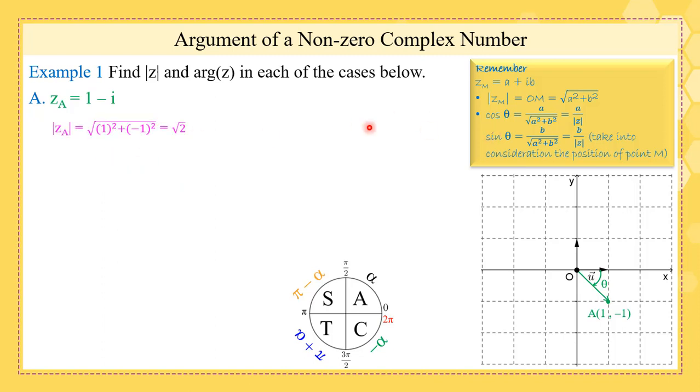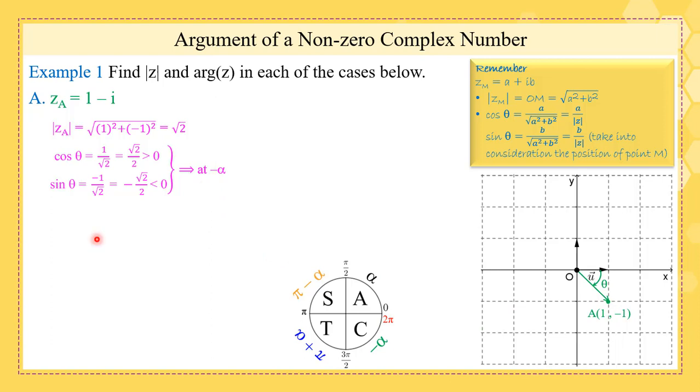As I said here, first we find the modulus of Z_A, which is the square root of 2. Then we find cosine theta and sine theta, which are a over the square root of a squared plus b squared, and b over the square root of a squared plus b squared. This is what we get. In fact, we need the cosine to be positive and the sine to be negative. So we are in the fourth quadrant. And from here, we can also see that A is located in the fourth quadrant. So the angle that we're going to get is going to be multiplied by a minus.